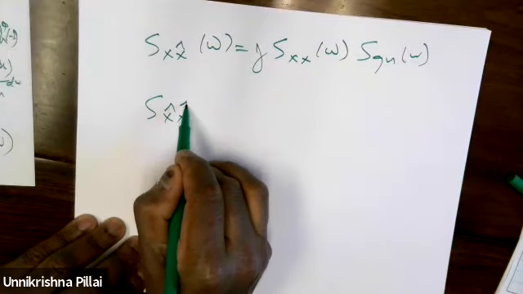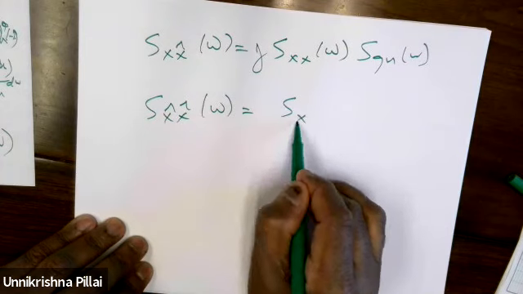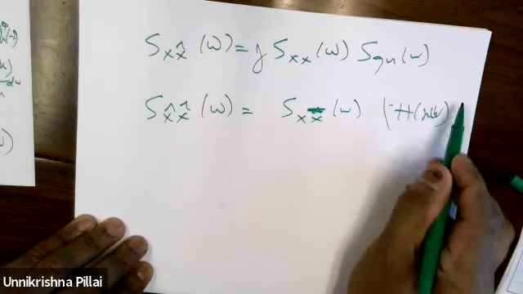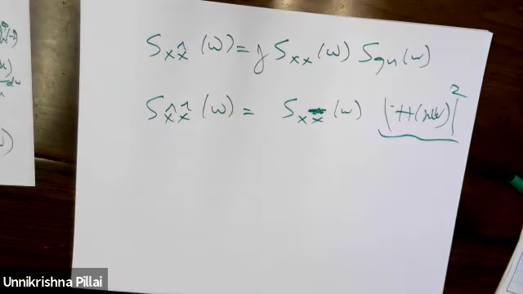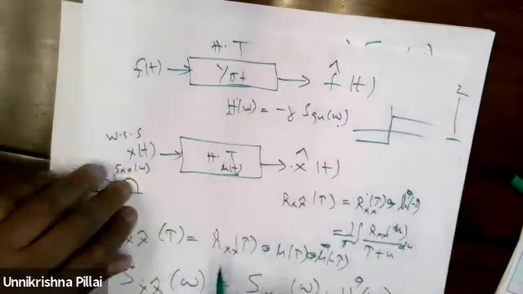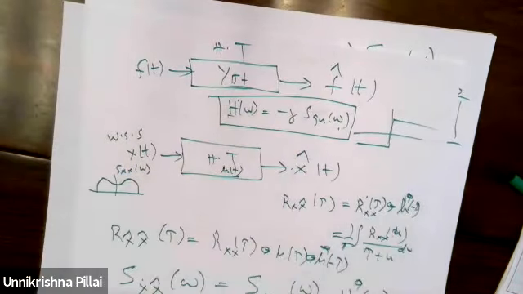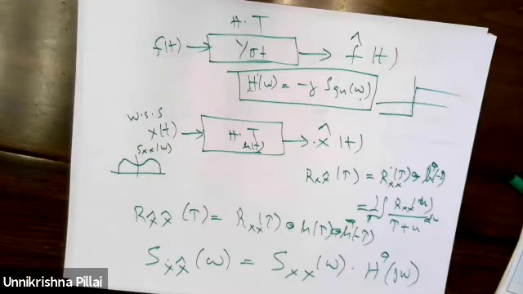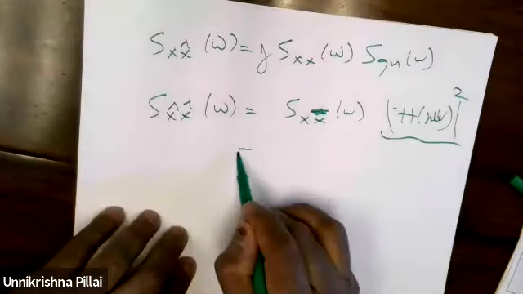But look at the output spectrum. Anybody, what will be the output spectrum? Anyone? What will be the value of this? H is here. H is minus j sine omega. So what will be the absolute value squared of that? Hello? Anybody there? I see 53 students, so somebody should be able to answer. What is the absolute value squared of this? One, right. So what happens to the output spectrum?